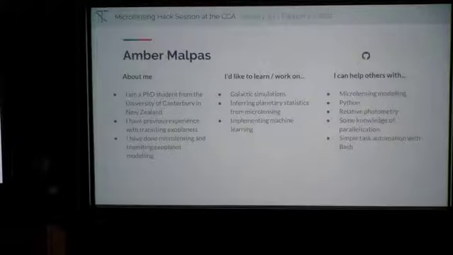I'm a PhD student from the University of Canterbury in New Zealand. I mostly have worked on modeling in the past, be it transiting exoplanets or binary lenses. I'm interested in more modeling stuff because there's always more to know when it comes to that. But I can probably help people out with a few things, I suppose.